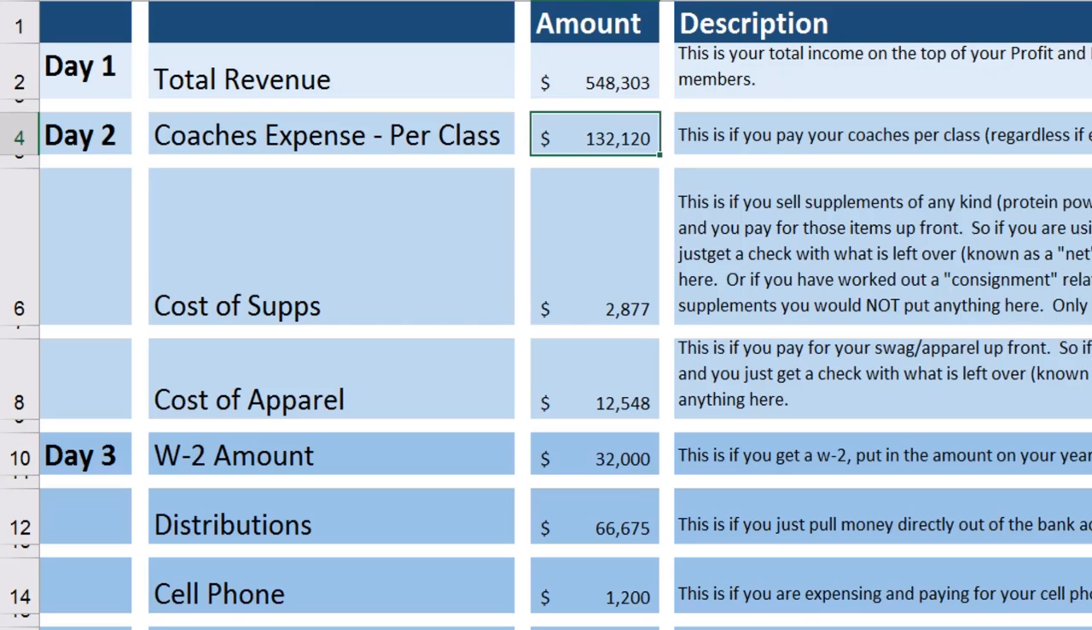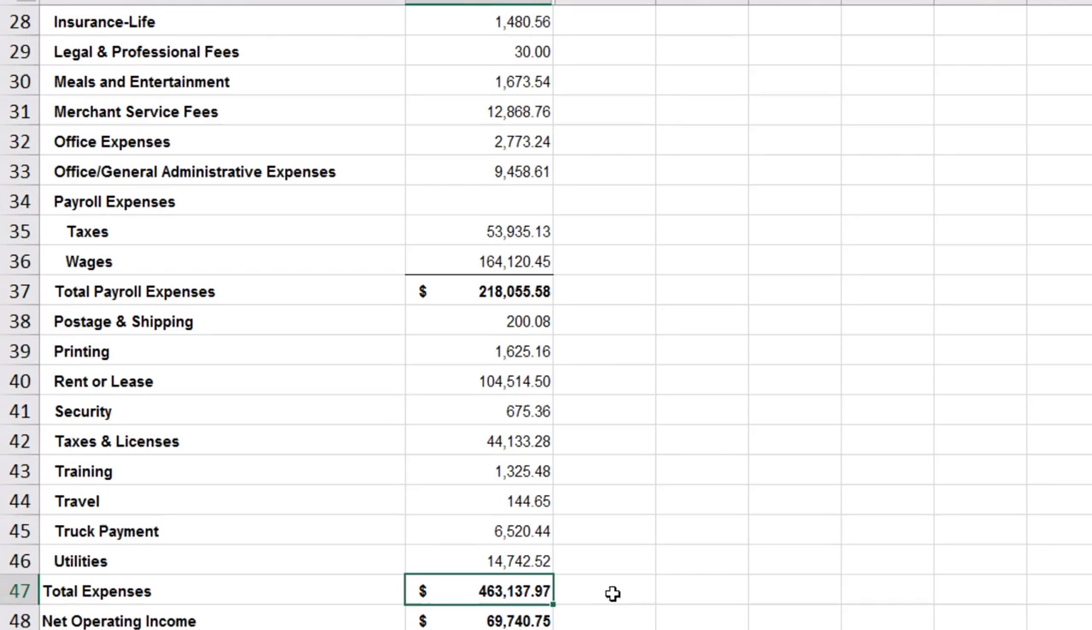We're just going to look at every number and ask ourselves, was this part of that total expense number? So $132,120 of coaching expense is part of my expense number, which is here under wages. So I definitely need to take that out.